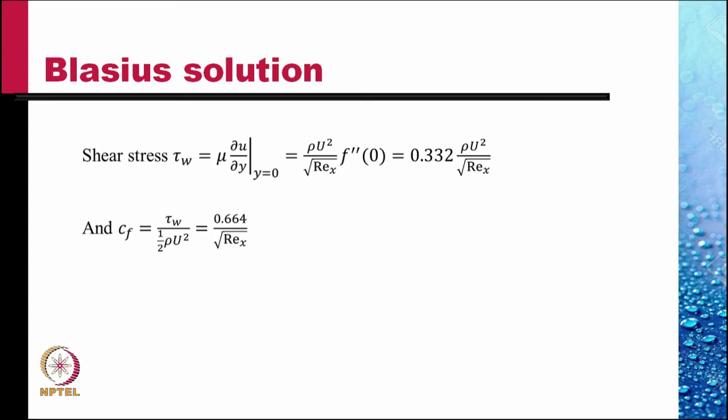And the skin friction coefficient, which is defined as the shear stress at the wall divided by 1/2 rho U square, becomes 0.664 divided by under root Rex. The skin friction also decreases as x increases.